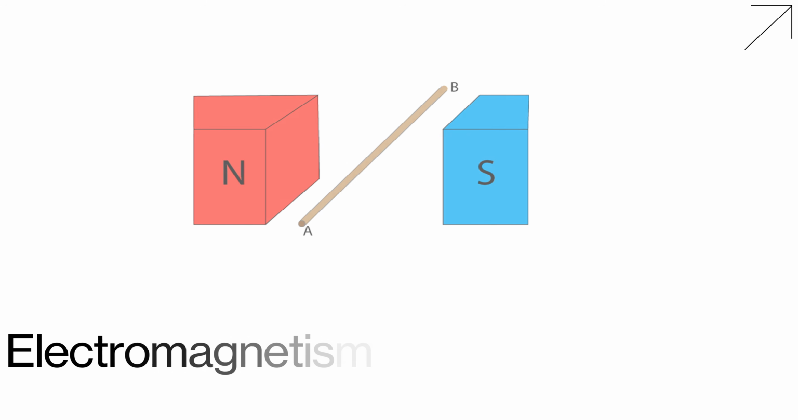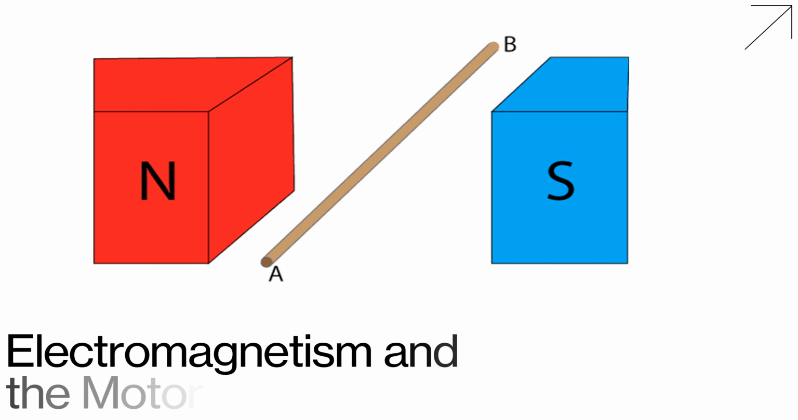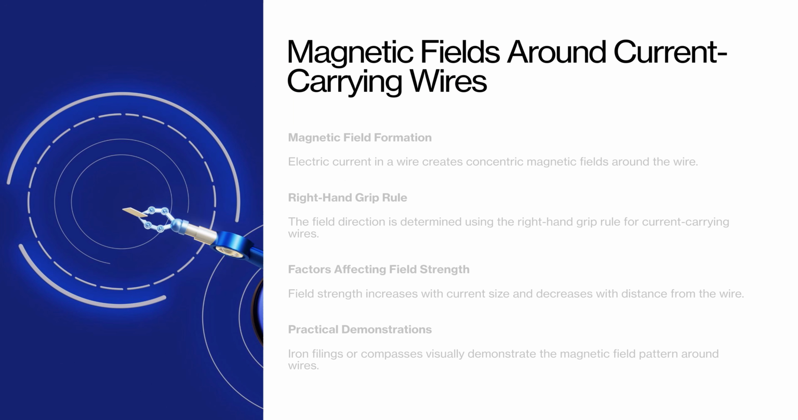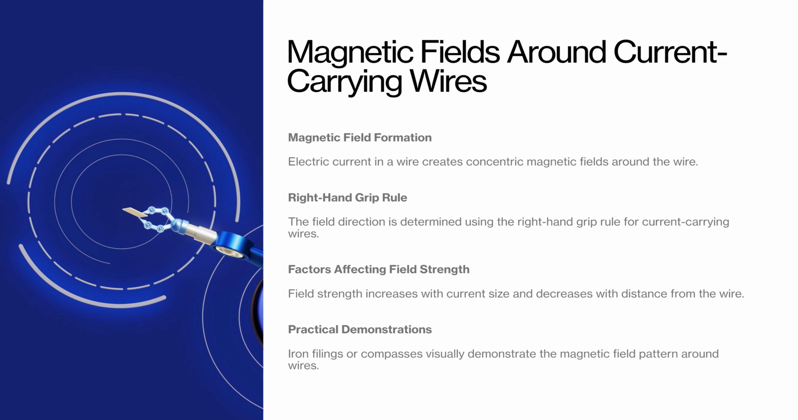Fleming's left-hand rule helps us predict the direction of force on a wire carrying current in a magnetic field. Your thumb shows force direction, your first finger the magnetic field, and your second finger the current. When electric current flows through a wire, it creates a magnetic field around it. This field forms circular lines around the wire, and its strength increases with more current or closer distance.